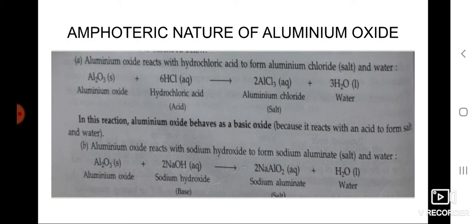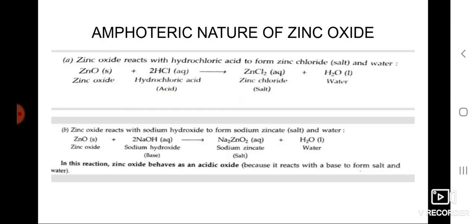Here in this example, you can see how the aluminium oxide is reacting with hydrochloric acid and gives aluminium chloride and water. This is a simple neutralization reaction. As aluminium oxide is reacting with acid, it means here aluminium oxide is having basic nature. In the second example, aluminium oxide is reacting with sodium hydroxide and giving salt and water, that is sodium aluminate and water. So as aluminium oxide is reacting with sodium hydroxide, which is a base, it means here aluminium oxide is behaving like an acid.